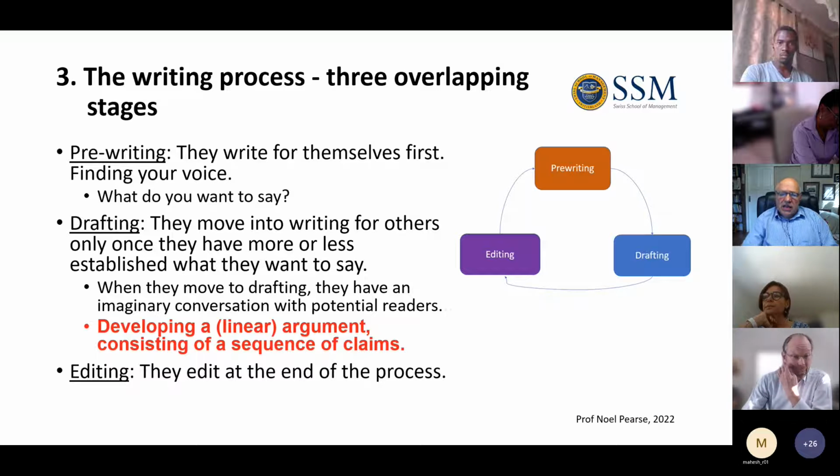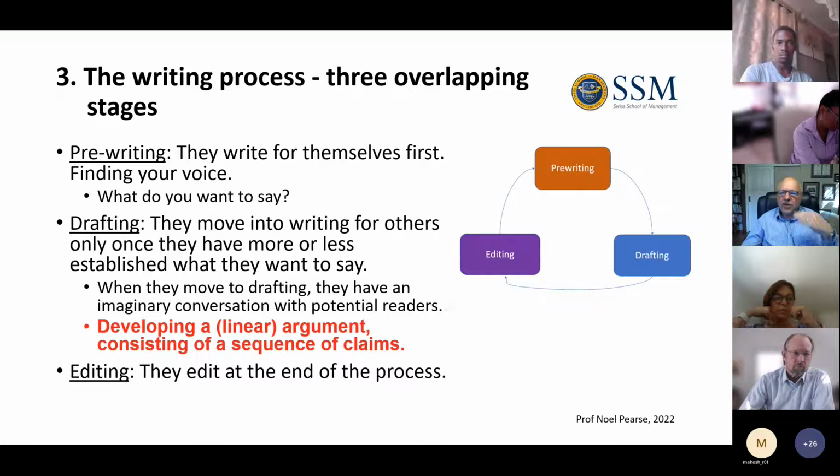But writing actually is a three-stage process. So this is very important. To make it easier for you to write your document, the first phase is called pre-writing. And this is where you write for yourself, not for anybody else. This is finding your own voice, writing down what you want to say. And then after that, there's a process called drafting, where you start writing for others, developing your argument and your sequence of claims.